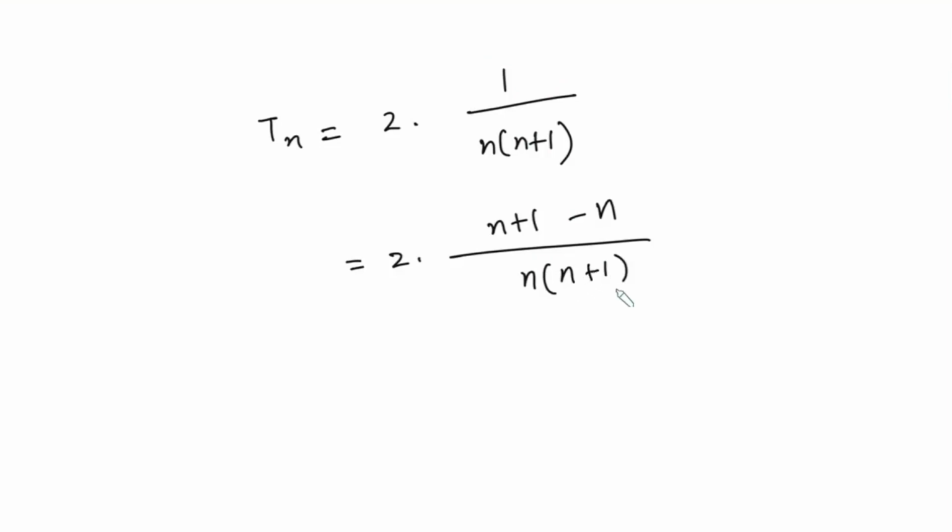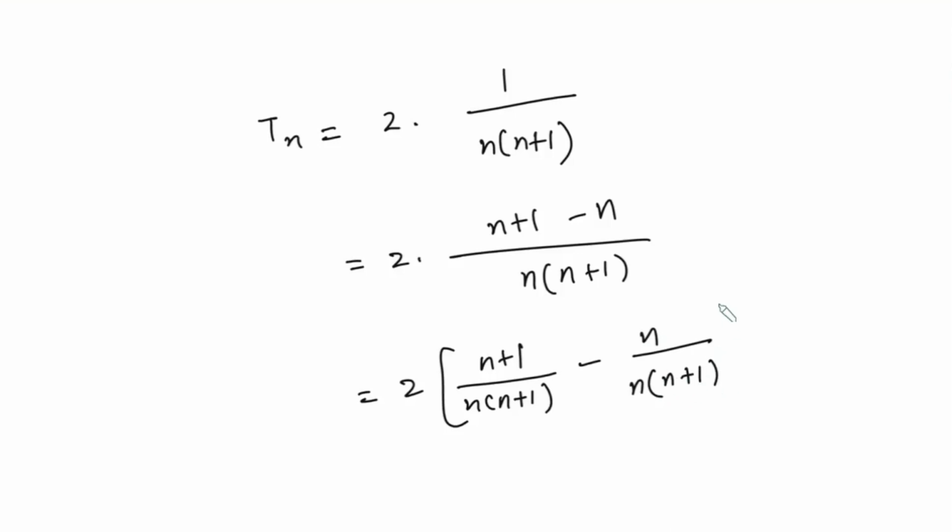Now we can split the terms like n plus 1 over n times n plus 1 minus n over n times n plus 1. Here we can cancel out n plus 1 in the first part, and in the second part we can cancel n. So now we have the nth term Tn is 2 times 1 over n minus 1 over n plus 1.